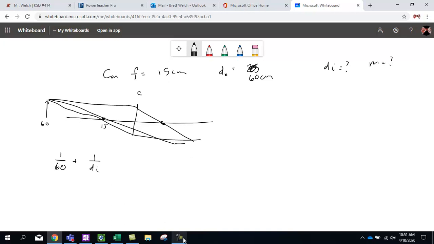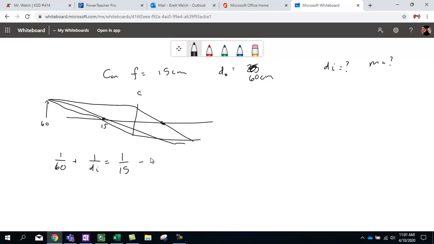Let's pause it here real quick. All right, this is always the hardest part because I don't remember where I was. I just got paused here. But 1 over DI equals 1 over the focal length. The focal length is a positive 15 because it's a converging lens. Now I'm going to do all of these in centimeters. I know we've always said do it in meters, but as long as everybody's using the same unit here, we're good to go.